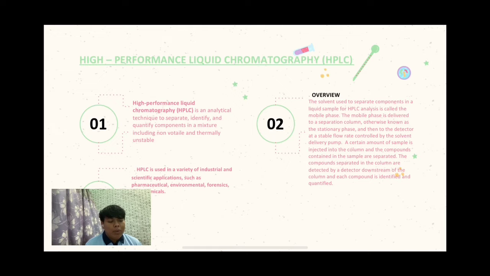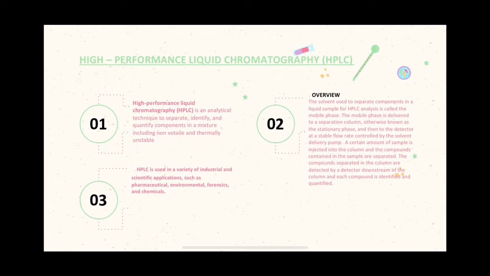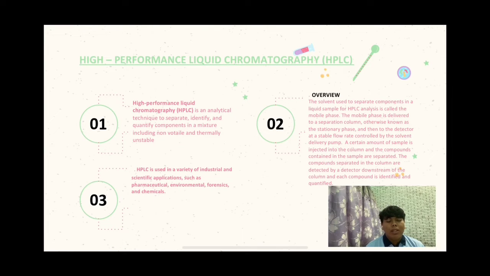A certain amount of sample is injected into the column and the compounds contained in the sample are separated. The compounds separated in the column are detected by the detector downstream of the column, and each compound is identified and quantified. Because HPLC is versatile, it is used in a variety of industrial and scientific applications such as pharmaceutical, environmental, forensic, and chemicals.